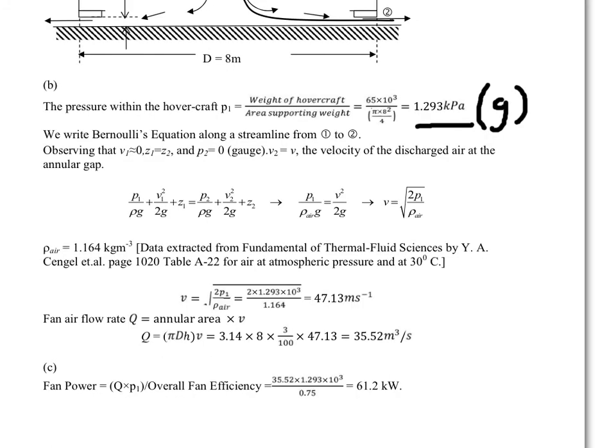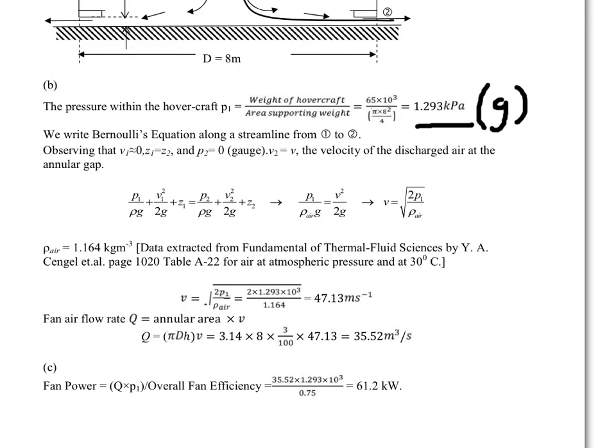So our velocity calculations give us 43.13 meters per second. Now the area of flow is the annular area, which is the circumference of the skirt of the hovercraft multiplied by h, the height above the ground. Multiplied by the velocity, we get 35.52 cubic meters per second.